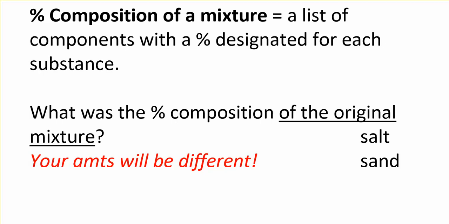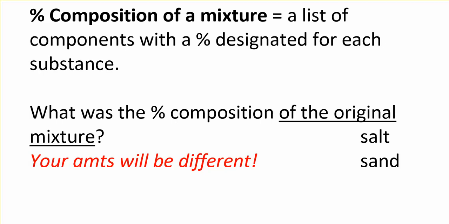Another thing we're going to look at in this experiment is the meaning of percent composition of a mixture. We're going to have you calculate one in the post-lab questions. So a percent composition is basically a list that tells you the components of a mixture and the percent by mass of each one.